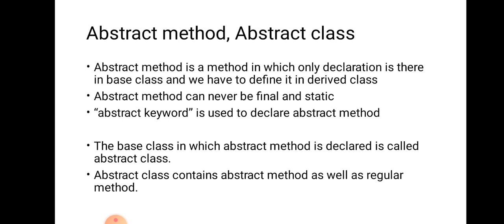An abstract method can never be final and static. We use the abstract keyword to declare an abstract method. The base class in which an abstract method is declared, we call that class an abstract class. An abstract class also contains abstract methods as well as regular methods. Before going into the implementation of abstract method and class, let us see why we need an abstract class.